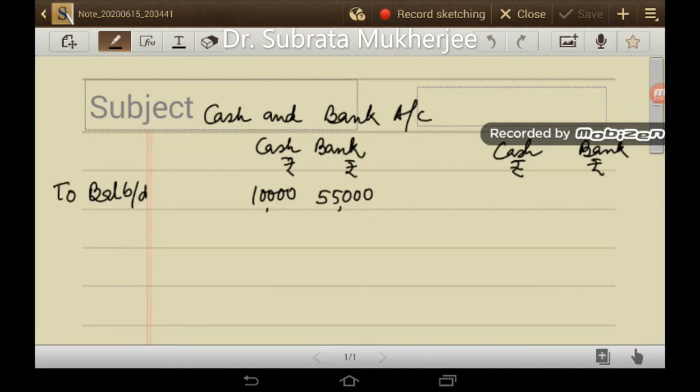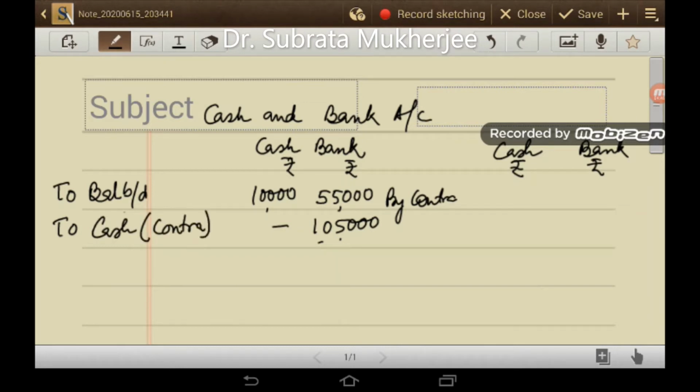So the first item of cash transaction is cash deposited into bank account. So this will be a contra entry. So to bank account I will deposit 1,05,000. And in cash, this is basically a contra entry, so I will write here to cash and within bracket I am writing contra, and on the credit side by bank and within bracket I am writing contra entry. So for your understanding, 1,05,000.